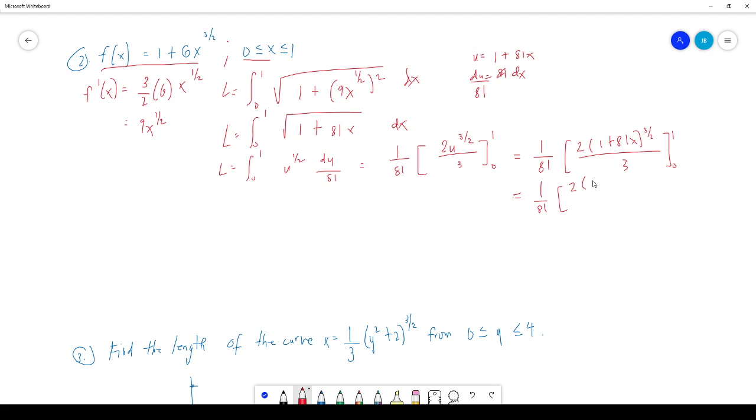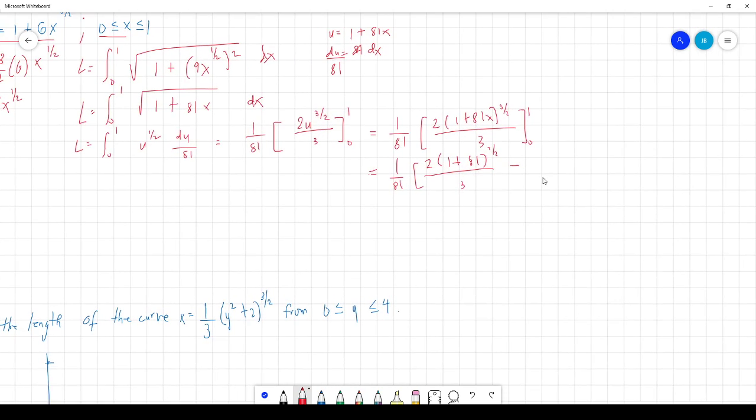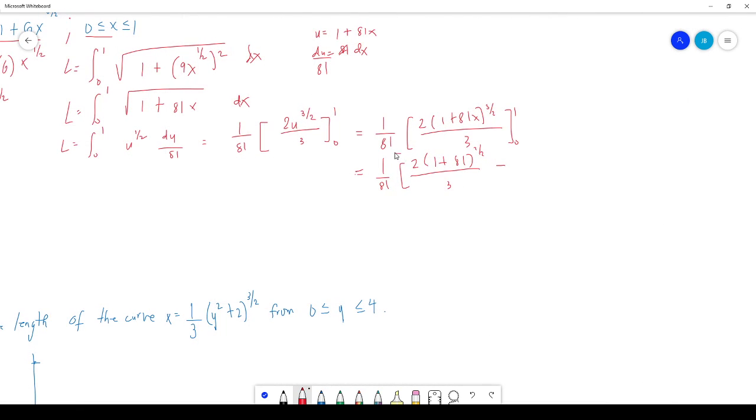2 times 1 plus 81 times 1, that's 81, raised to 3 halves, all over 3, minus 2 times 1 plus 81 times 0. So that's 0 already, no? Raised to 3 halves, all over 3.